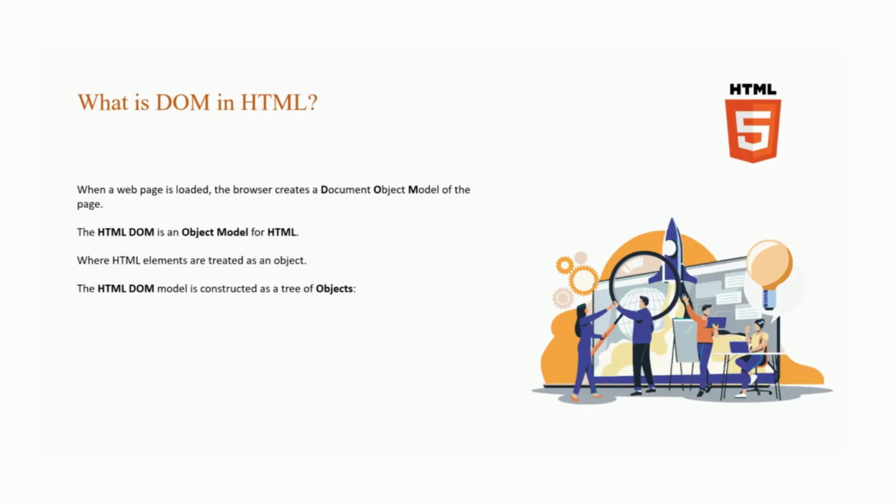What is DOM in HTML? When a web page is loaded, the browser creates a document object model of the page. The HTML DOM is an object model for HTML, where HTML elements are treated as objects. The HTML DOM model is constructed as a tree of objects.